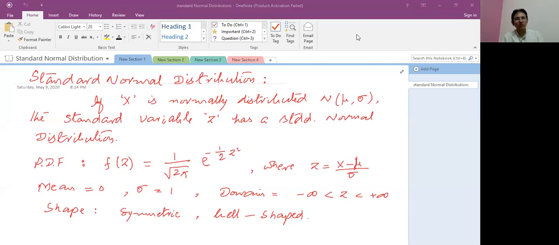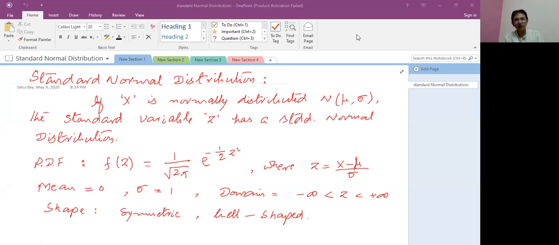Today we will talk about the standard normal distribution. If x is normally distributed, capital N(mu, sigma), these are the parameters. The standard variable z has a standard normal distribution. The PDF of the standard normal distribution we represent as f(z) equals 1 upon root 2 pi exponential minus half z square, where z represents (x minus mu) upon sigma.